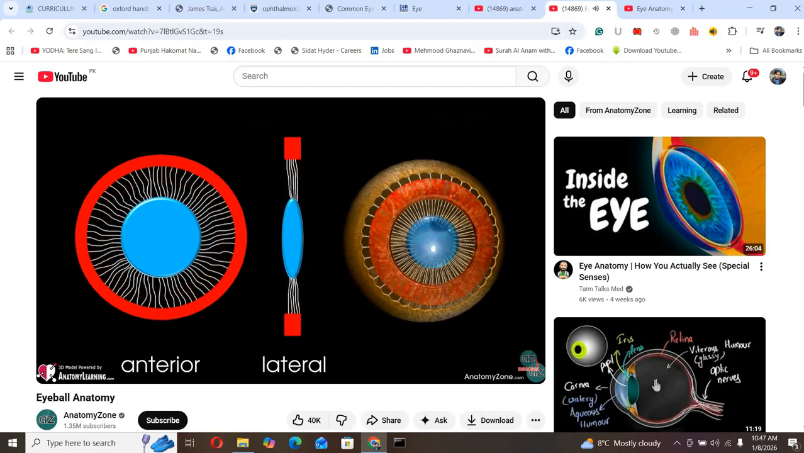Conversely, when the ciliary body is relaxed, the diameter of the ciliary body is greater, which means the zonular fibers are held tight, pulling the lens flat. This optimizes the lens for long-distance vision. In addition to adjusting the lens shape, the ciliary body also contributes to the formation of aqueous humour.